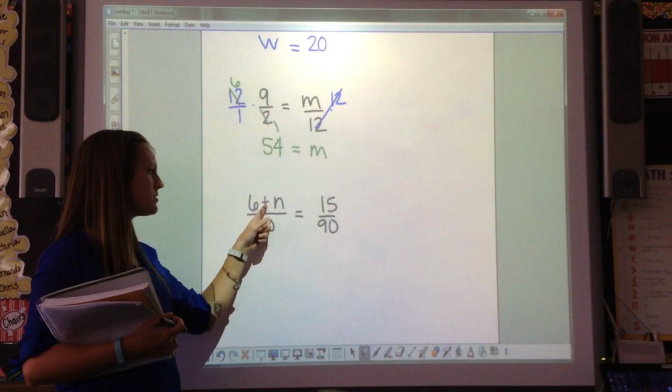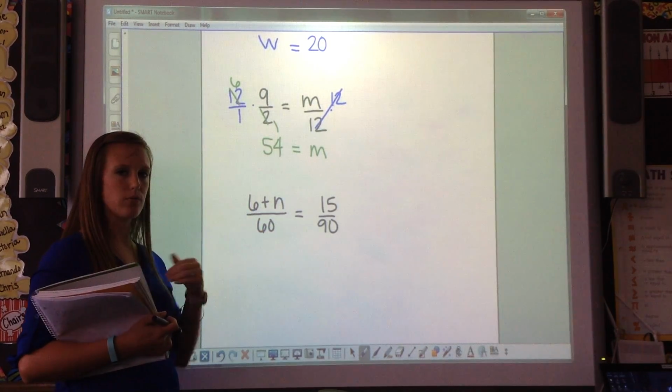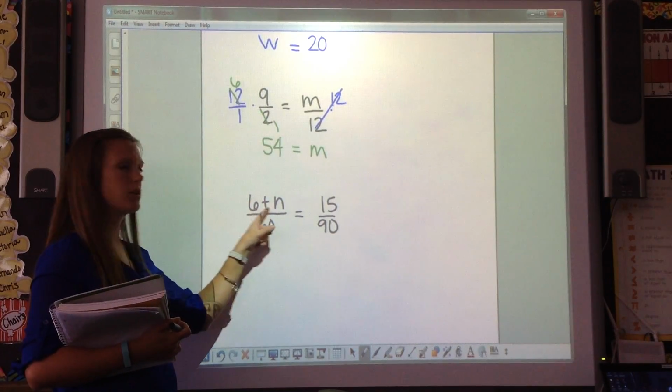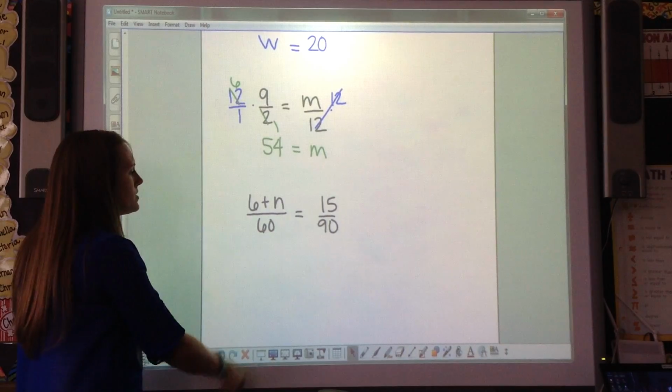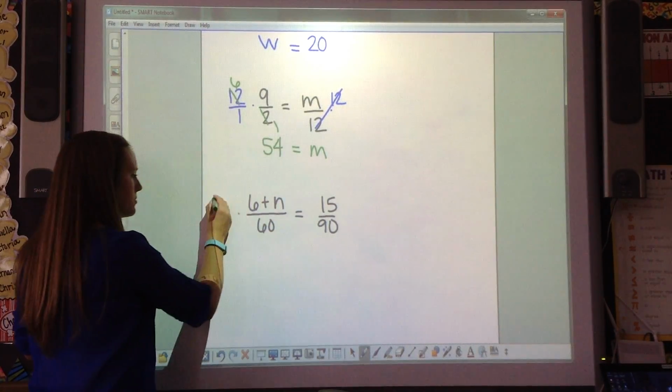The variable is on this side, so I need to move the 60 and the 6 away. To do that, I'm going to do PEMDAS backwards. I'm going to start with the multiplication and division. I need to get rid of the 60 before I do anything in the numerator. So this says this value divided by 60. The opposite of dividing is multiply.